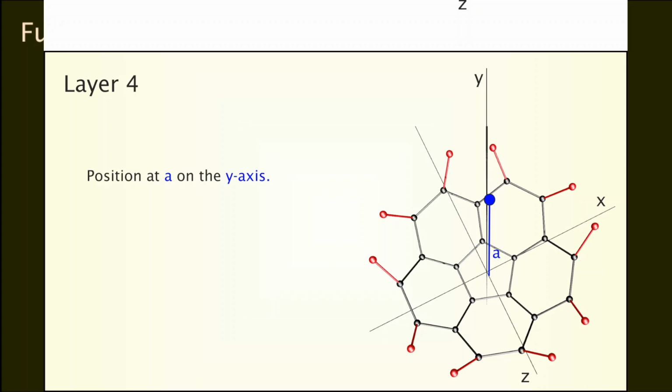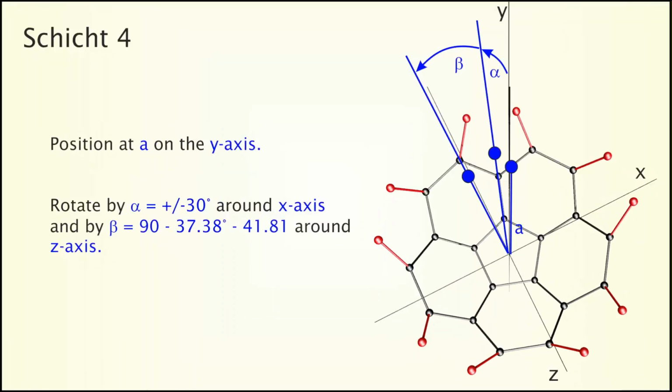For defining positions from layer 4, we start again with a position on the y-axis in the distance a from the origin. This position is then rotated, first around the x-axis by either plus or minus 30 degrees, and then around the z-axis by 90 minus 37.38 minus 41.81 degrees. We are speaking about the positions of a hexagon adjacent to our first hexagon. Therefore, we have to add our first angle to the angle between two adjacent hexagons.